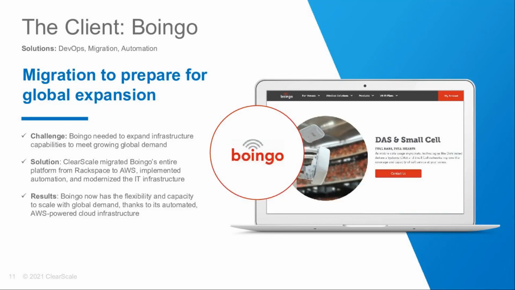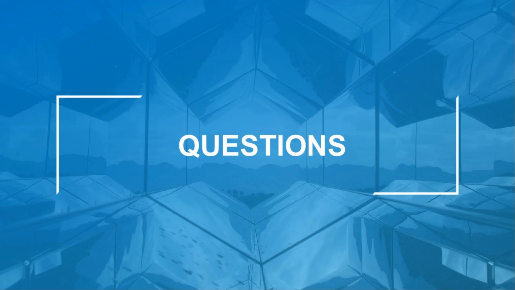And the last one here was a communication company. They were needing to expand to meet customer demand. So we helped them migrate all of their platform from Rackspace to AWS. Again, kind of the same process of building automation, did a little bit of modernizing the infrastructure, and got them into AWS as well. And so now we're going to open up here for questions.